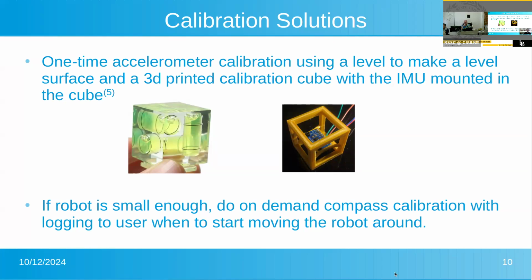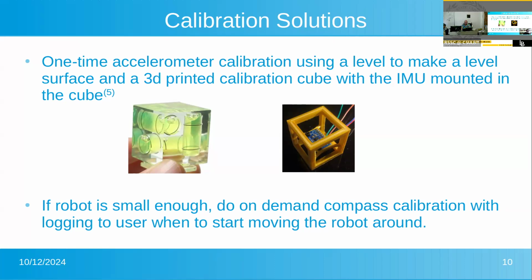Now the last thing here is that if the robot is small enough, you can do on-demand compass calibration, which logs to the user. And then I actually take this robot and I do move it around like that because it's small enough. If you had a tractor trailer like this, you can't do that. You can imagine doing a figure 8 with a tractor trailer. It's not going to happen. So it's unlucky in this case.